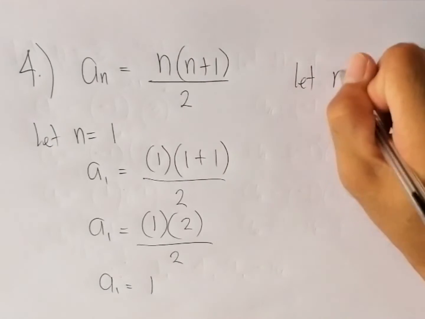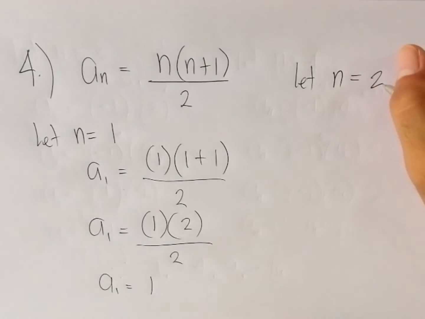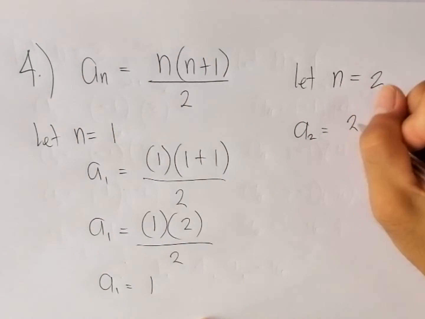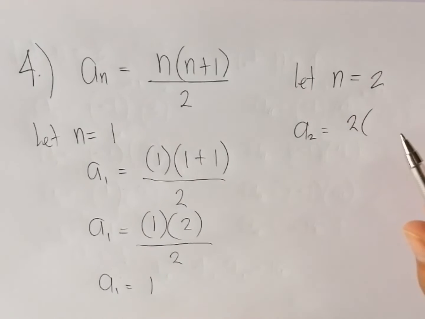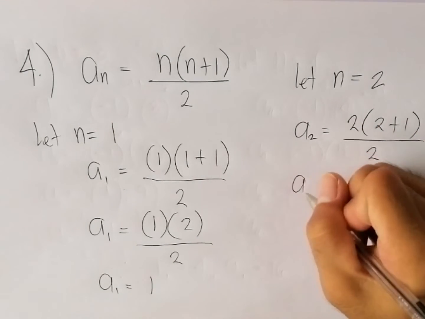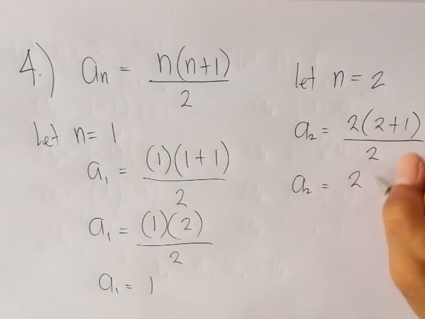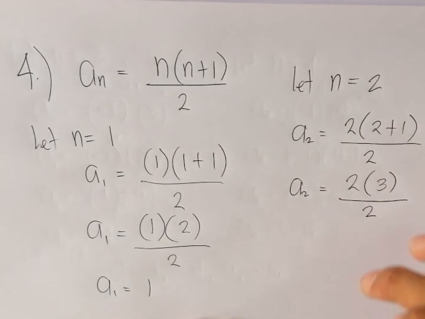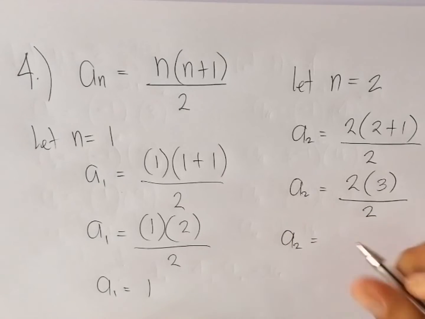Then let n is equal to 2. So we have a sub 2 is equal to 2 times 2 plus 1 all over 2. So a sub 2 is equal to 2 times 2 plus 1, that is equal to 3 all over 2. Then 2 divided by 2 is equal to 1, times 3, so that is equal to 3. A sub 2 is equal to 3.